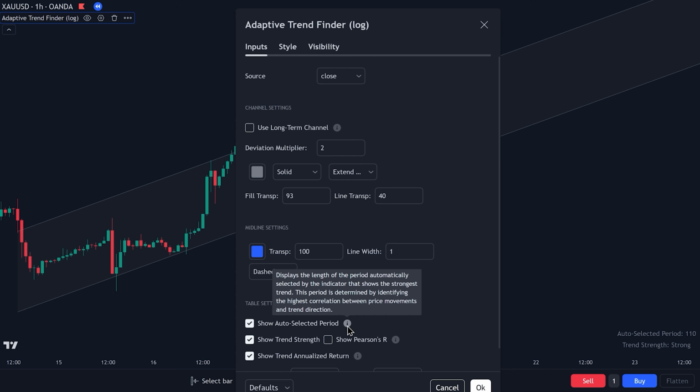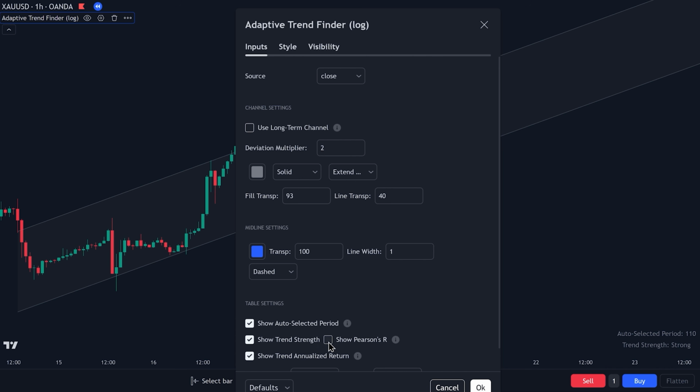In the table settings, you can enable the Show Auto-Selected Period option. This automatically displays the period that the indicator finds most relevant based on the strongest trend correlation, making it easier for you to analyze trends. You can also enable Show Trend Strength to display the strength of the detected trend. This helps gauge the reliability of the current market direction.